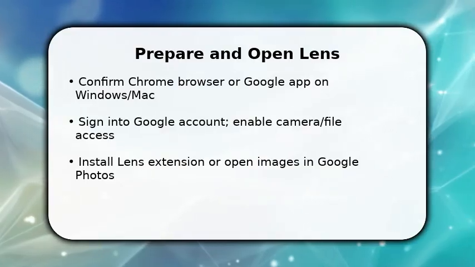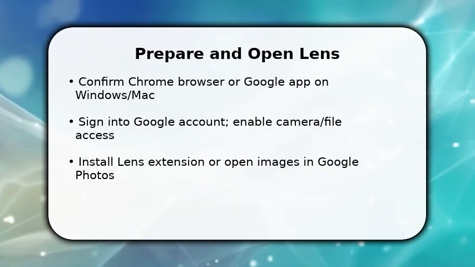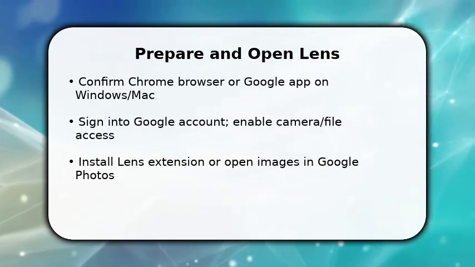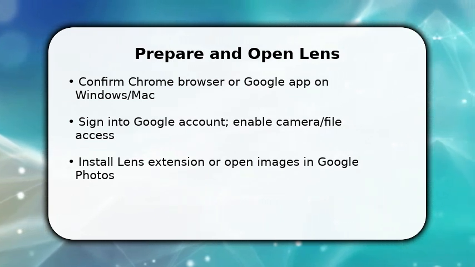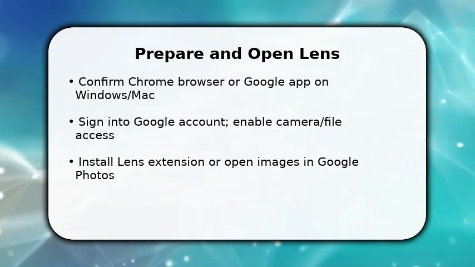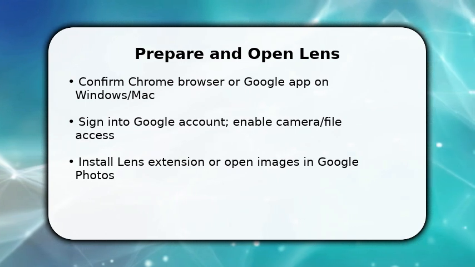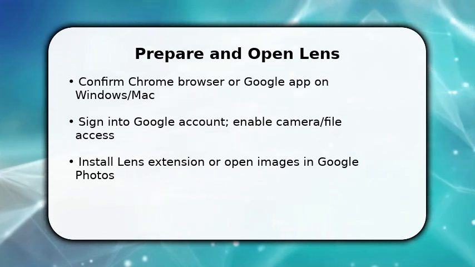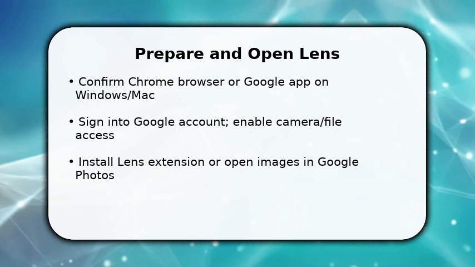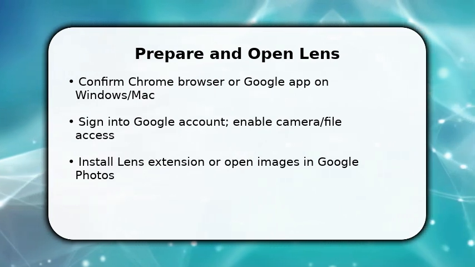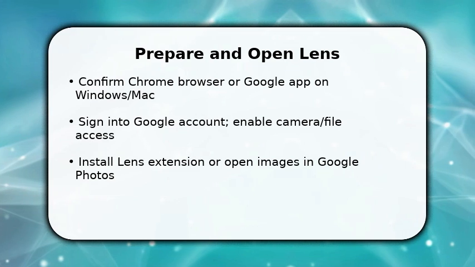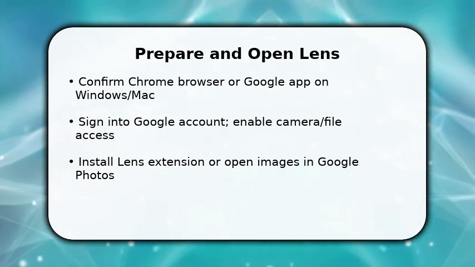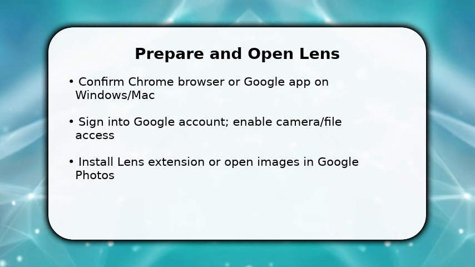You start by making sure Chrome or the Google app is ready and you're signed in. This gives Lens access to your images. Once done, install the official Lens extension or pin Google Photos in your browser so you can open files quickly. Make sure the extension has permission to read images and that file access is enabled. This prevents permission errors later. You're setting the foundation so the recognition step runs smoothly and returns accurate results.